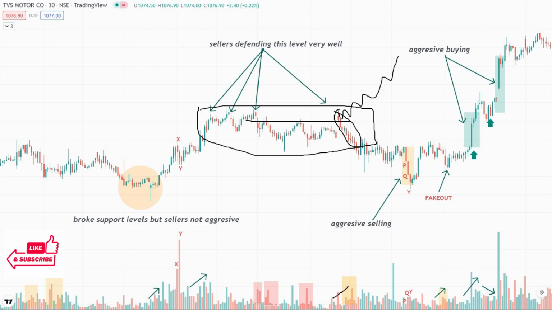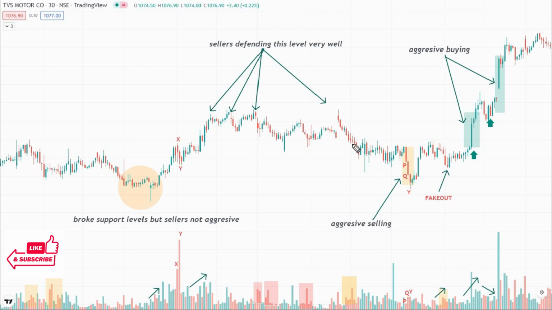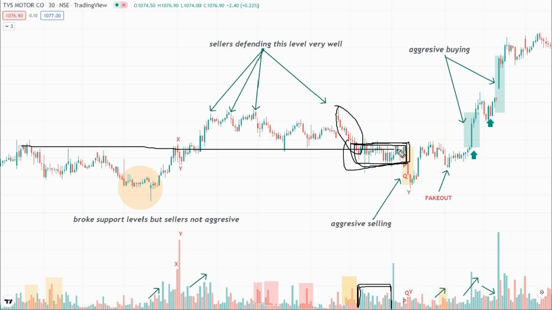Okay, so now see here what is happening. Volumes have increased, but prices are consolidating. Okay, see, after this selling pressure, prices are consolidating with an increase in volume. So what is this indicating? See, from here earlier we saw a sharp buying momentum. Okay, but now after the strong selling pressure, prices are consolidating with an increase in volume.